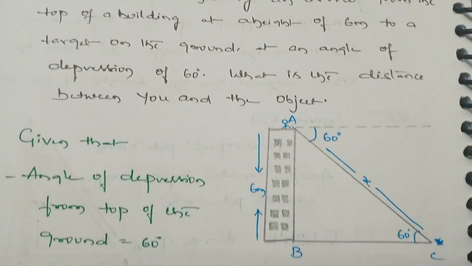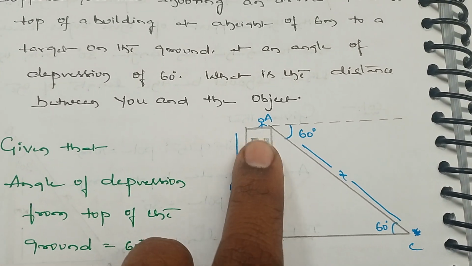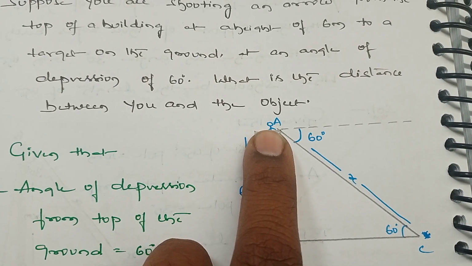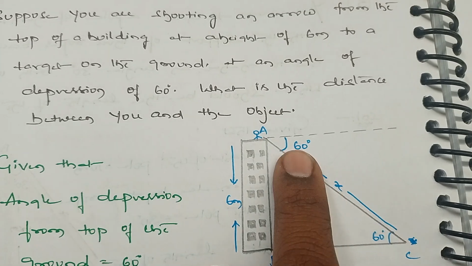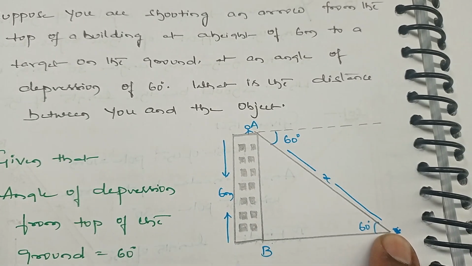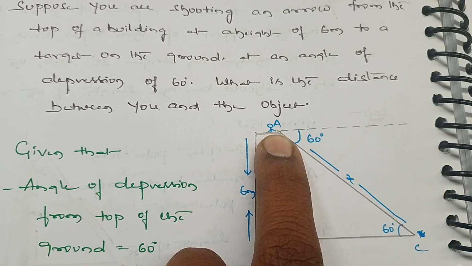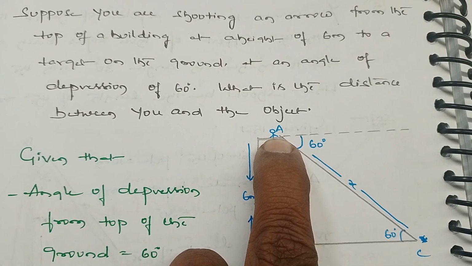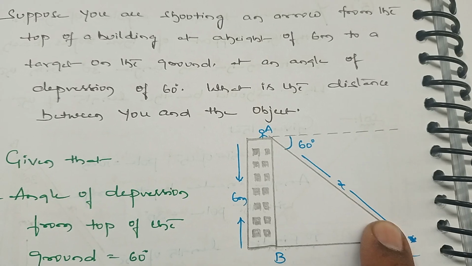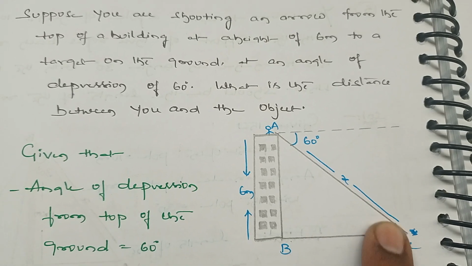So based on the question, I have drawn the figure here. This is a building. From the top of the building, you are observing the angle of depression, that is 60 degrees. So here is the object. Therefore, the distance between the observer, that is me, and the object is x meters. That is what we need to find.